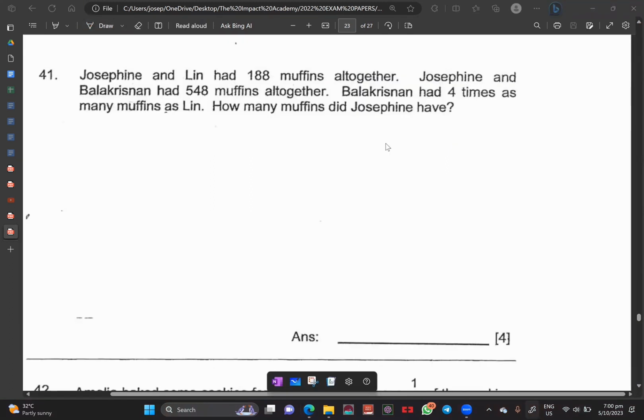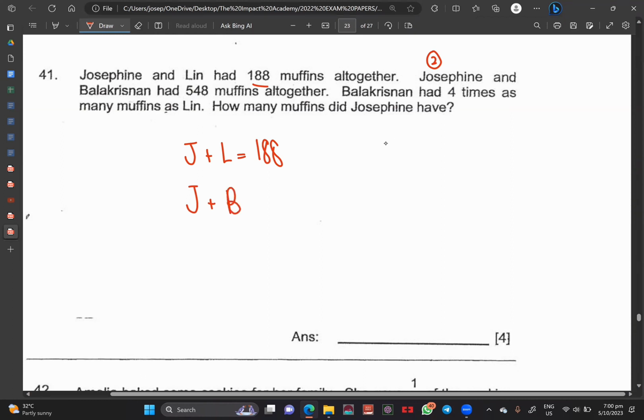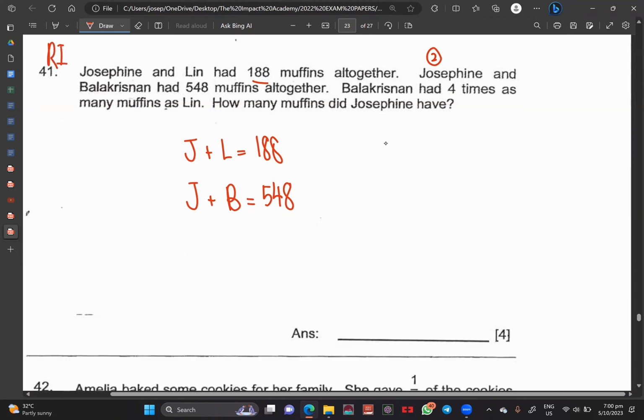As you can see over here, it says that Josephine and Lin had 188 muffins altogether. So we just put J plus L equals to 188. Agree or disagree? Okay, very good. Come, sentence number 2, 3 for me. 1, 2, 3, let's go. Josephine and Balakrishnan had 548 muffins altogether. Now, isn't this repeated identity? RI, not reference institution, but repeated identity. You know what is the meaning of repeated identity? Repeated identity means something repeats itself. Am I making sense here?